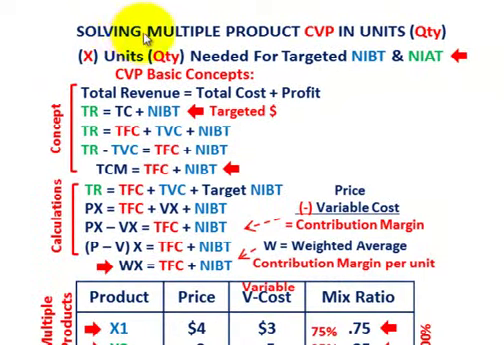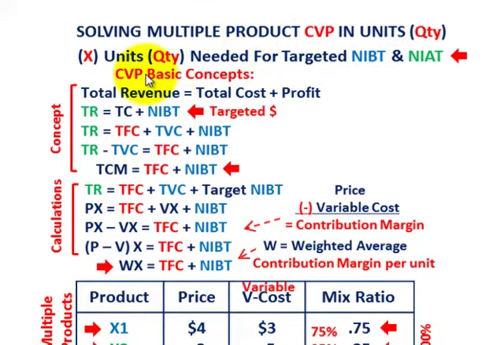What we're going to be going over here is solving for multiple product cost-volume-profit in units or quantities. We're going to have to determine the units or quantity that's going to be needed for some targeted net income before taxes and net income after taxes. And we're going to be doing that for multiple products.